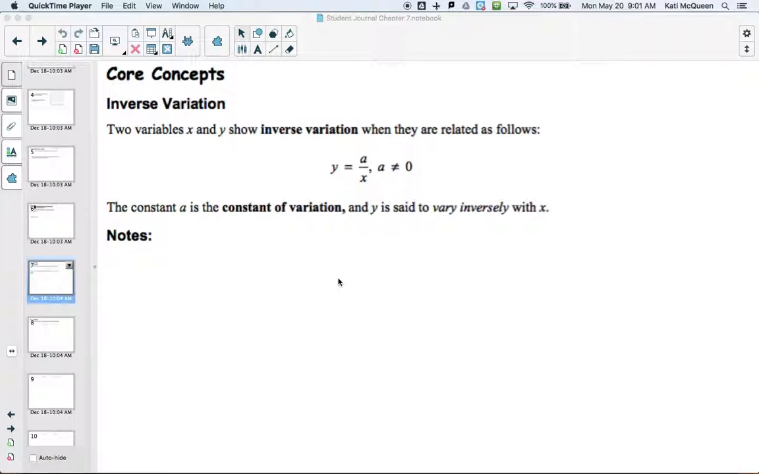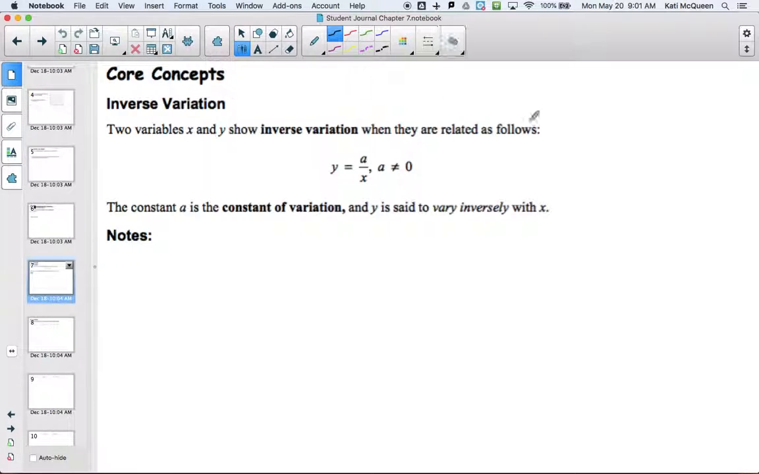All right, guys, so we are looking at something called rational functions for this chapter. So, our final chapter, chapter 7 here. And we are going to start today with something called inverse variation. So, this is page 192 in your student journals.